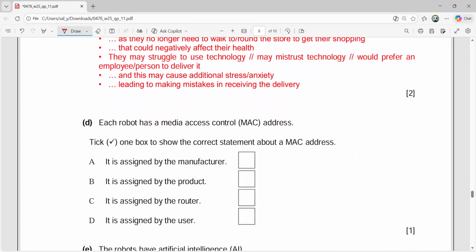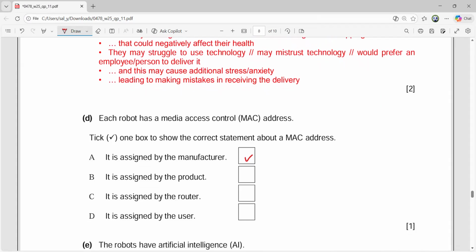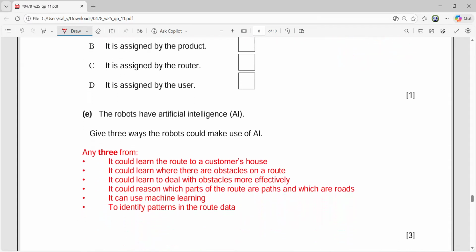Each robot has a media access control address or MAC address. Tick one box to show the correct statement about a MAC address. It is assigned by the manufacturer, it is assigned by the product, it is assigned by the router, it is assigned by the user. Okay, Ahmed, excellent. It is assigned by the manufacturer. That is the only correct answer. Definitely not by the product at all, not at all by the router or the user. So this is your final answer, and you will be able to score 1 out of 1.